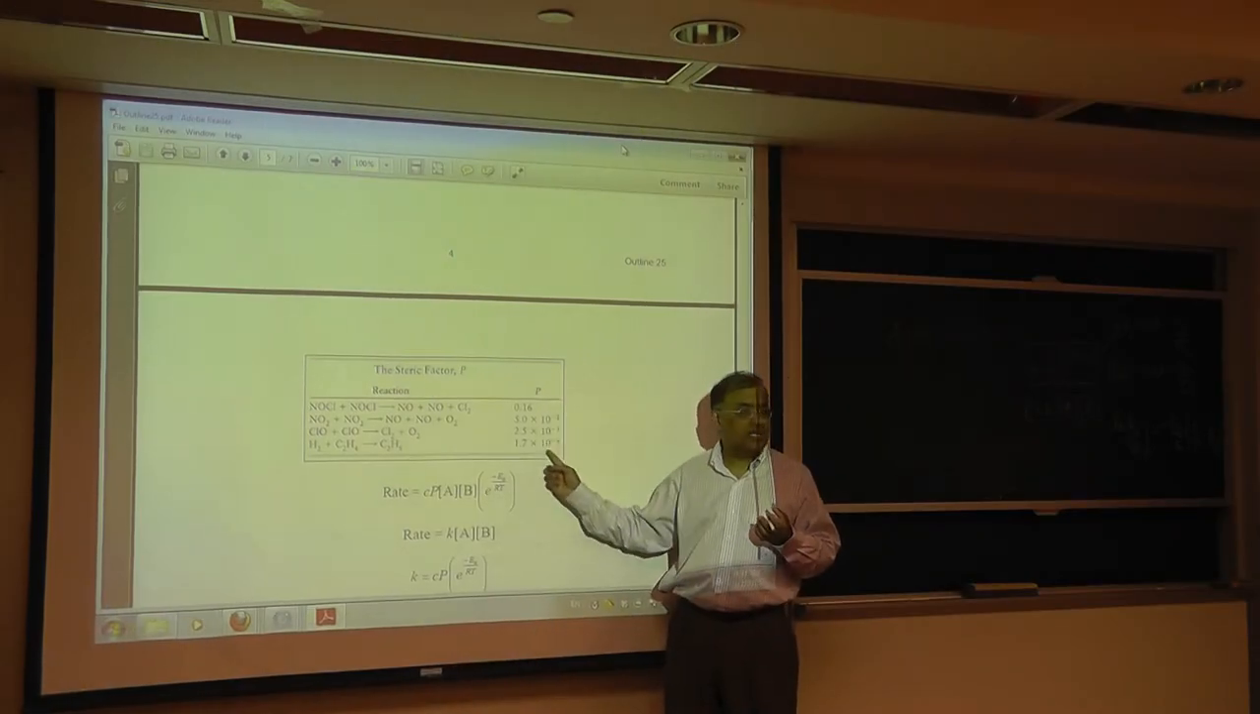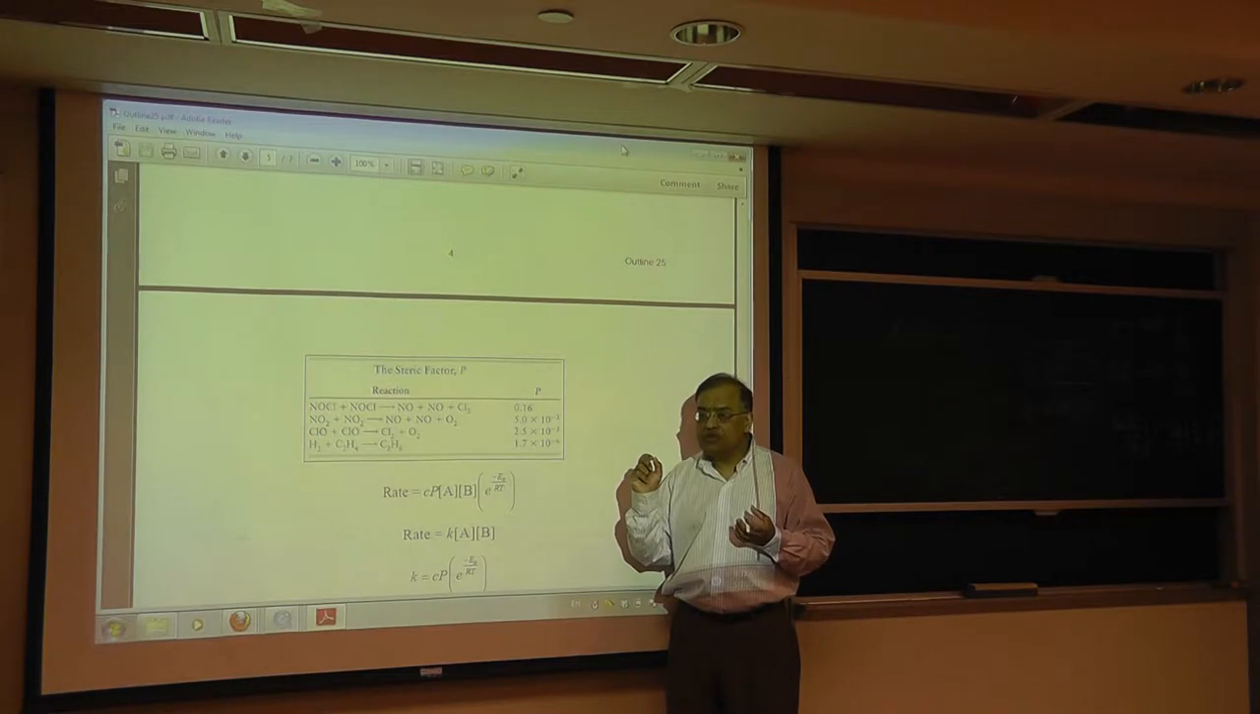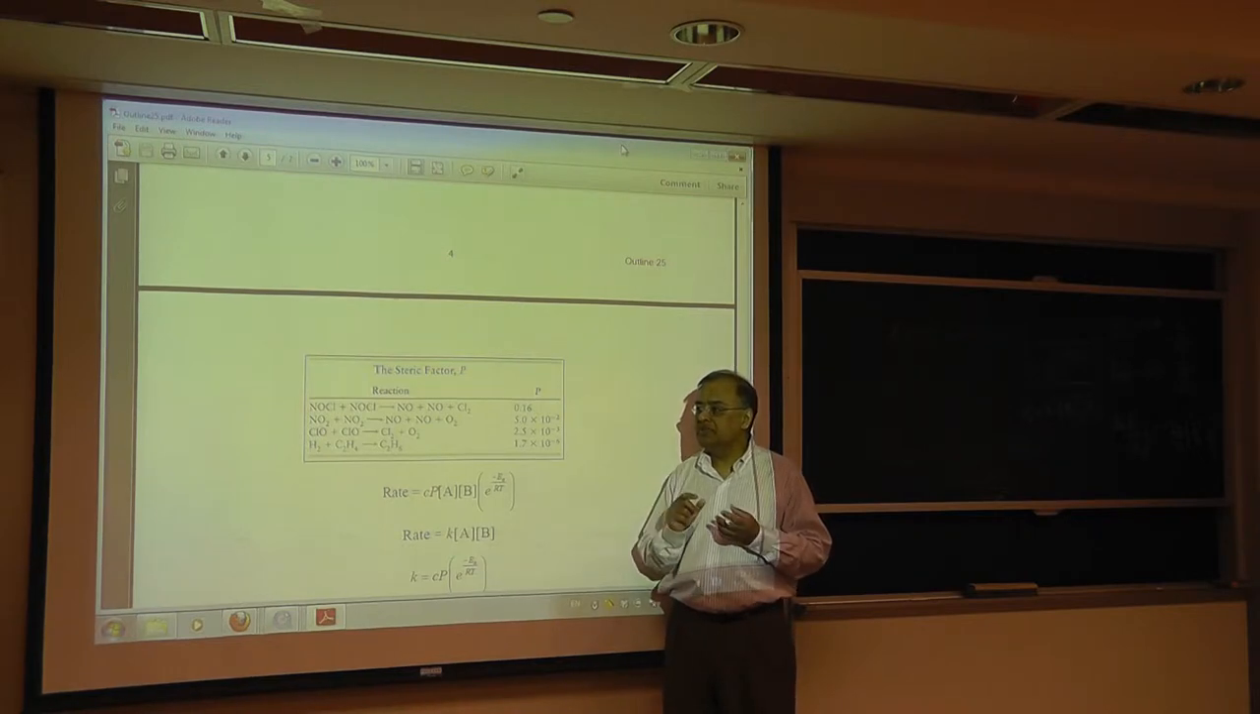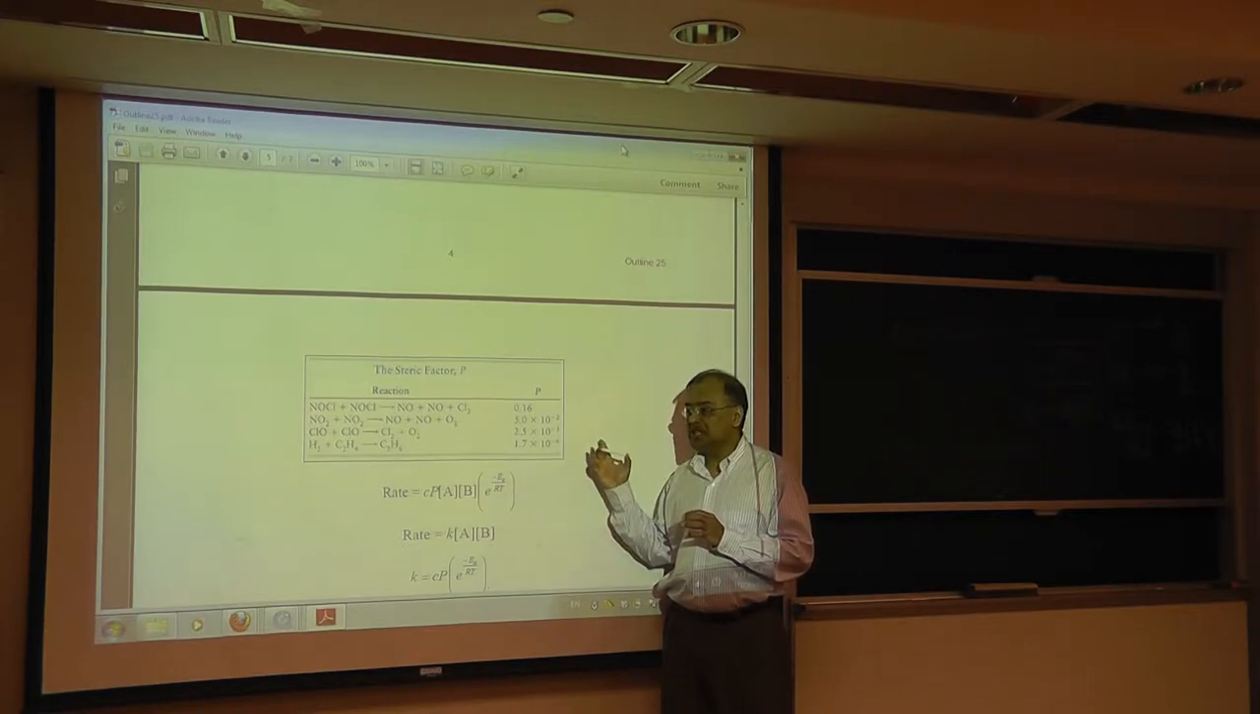This factor here takes into account the dependence of the rate of the reaction on the orientation of the colliding molecules. Yes? So the orientation, is that correlated with all the bonding we did previously, or is that something completely different? I mean, it is, but not in a very direct way. Okay? It's a very complex subject. This is one of the areas that I spent my graduate studies studying.